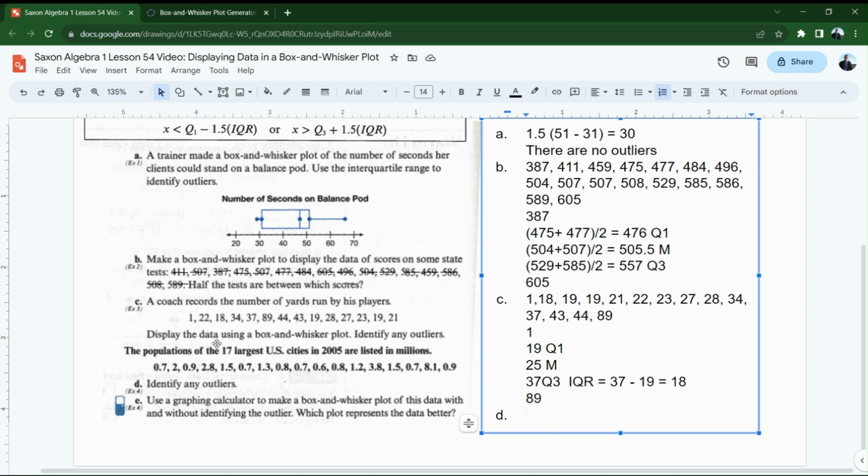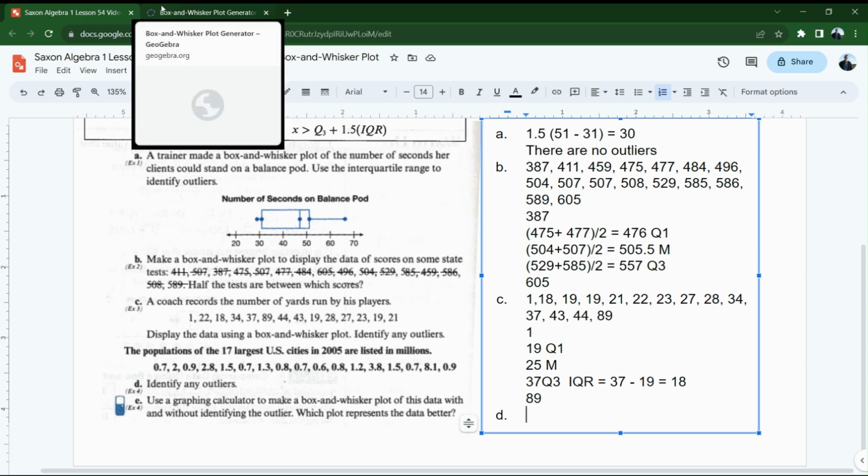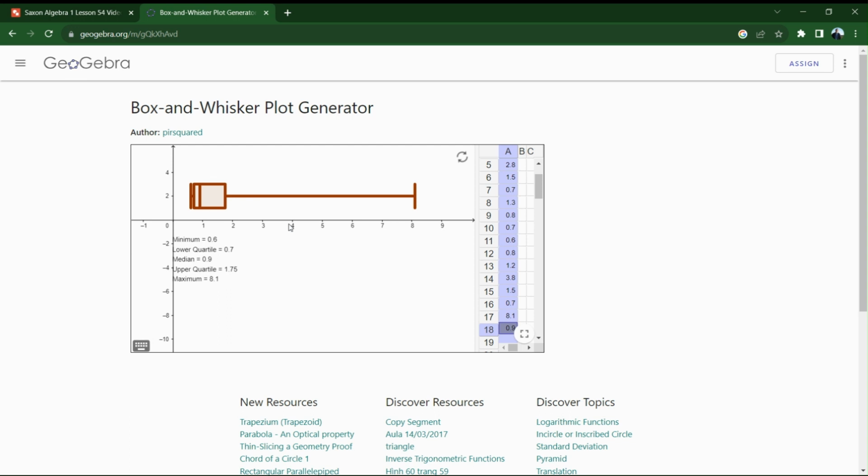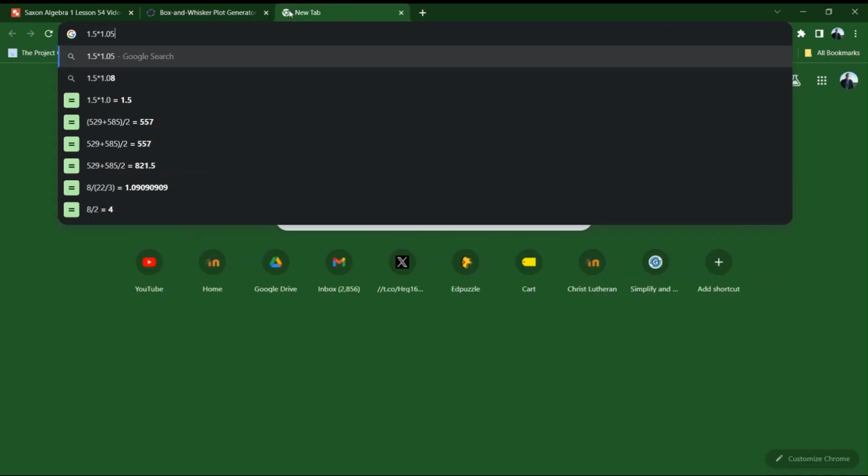All right, and then for letters D and E, we're going to use this data on the populations of the 17 largest U.S. cities in 2005 in millions to see if there's any outliers. I've already put this one into a box and whisker plot, and I'll bet you can tell there's some outliers here. So what we need to do is figure out what 1.5 times the interquartile range is. Well, the first quartile is 0.7, and the third quartile is 1.75. If I subtract 0.7 from 1.75, I get 1.05. And then what I need to do is take 1.5 times 1.05.